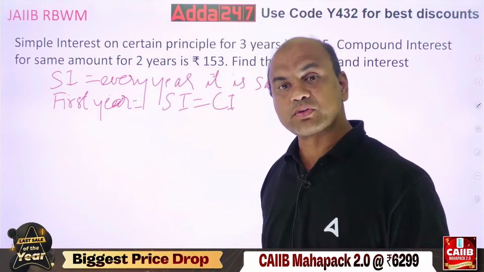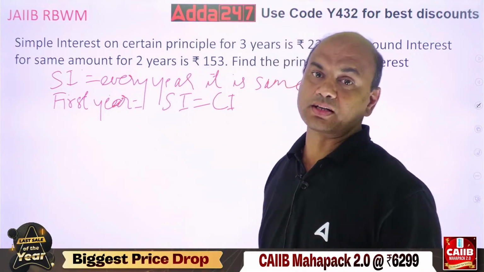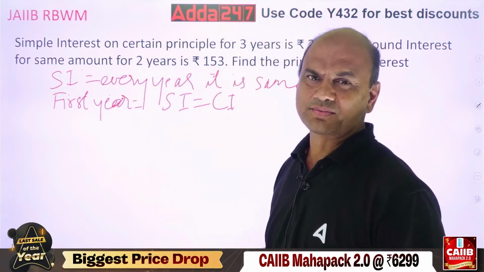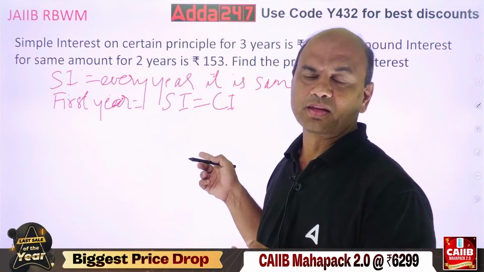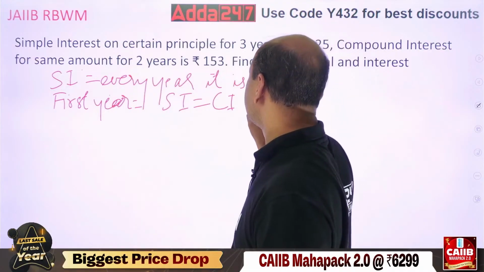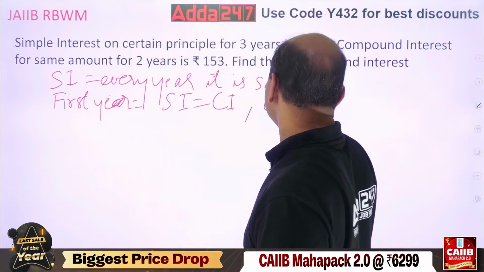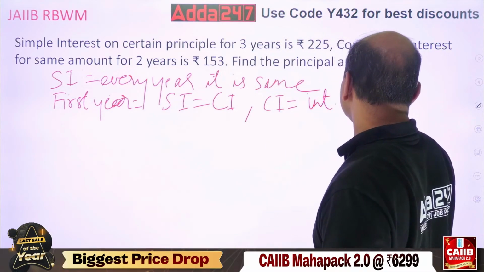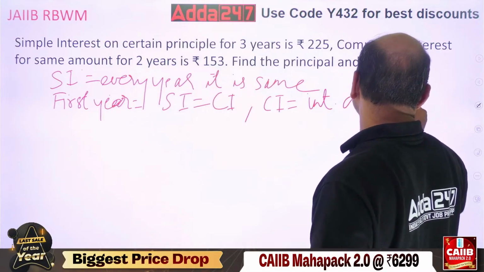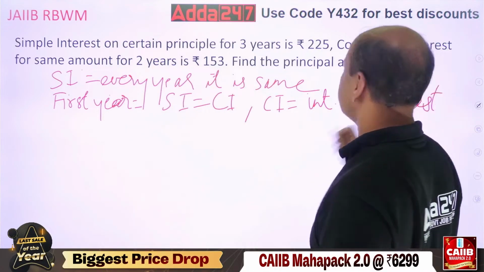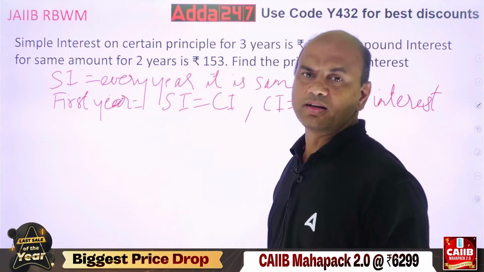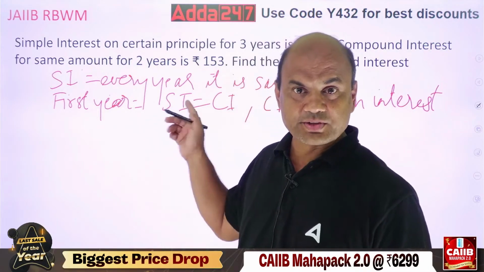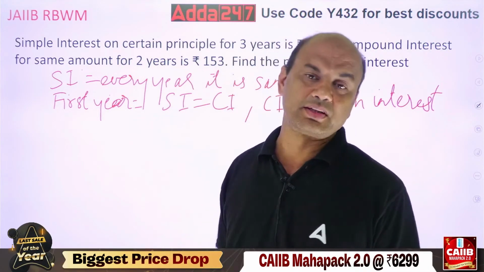And compound interest is what? Compound interest is interest on interest. Very important part. You all will say, sir, we know all this. Then solve the problem. Are you able to solve it? CI equals interest on interest. These things we have learned, but we don't understand this many a times. Compound interest means interest on interest. Means what? This problem will clarify all the doubts in that.